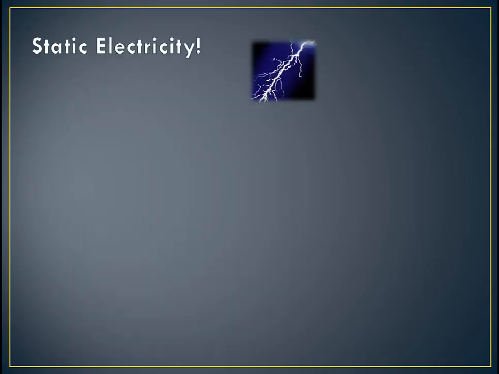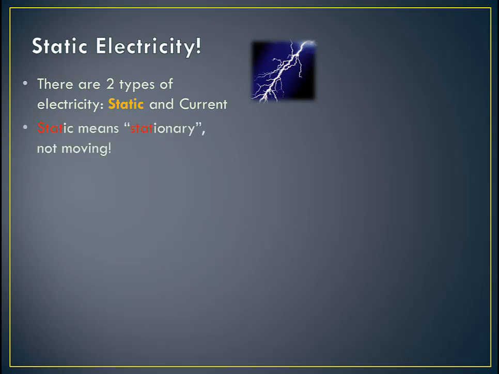So let's kick off with some definitions. The first is, what is static electricity? Well, there are two main types of electricity we're going to study. In this case, we're going to start off with static. And the reason why is static is easier. Static means stationary, not moving. So in the word electrostatics is this idea that we're going to look at electricity at rest.